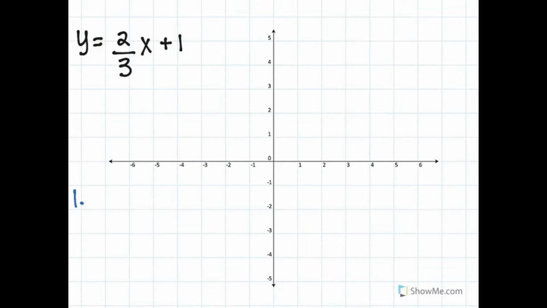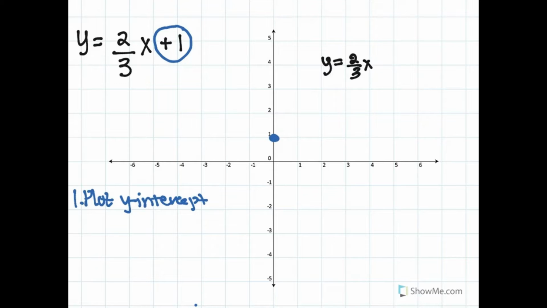So the first step is to plot the y-intercept. The y-intercept is defined by this value here, +1, and that is the point at which the line will cross the y-axis. Another way to think about it is it's the point at which x is equal to 0. So you can plug x equals 0 into your equation and just get 1. So that point right there is (0, 1).